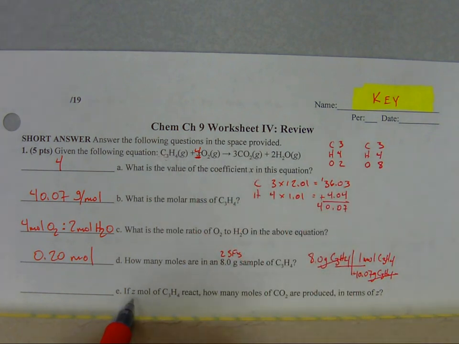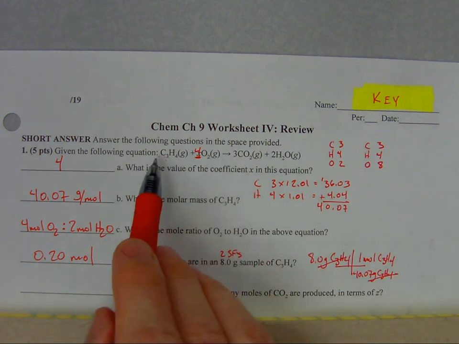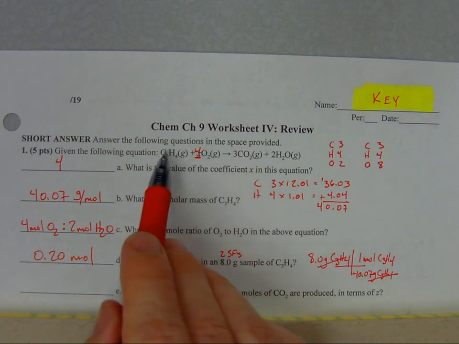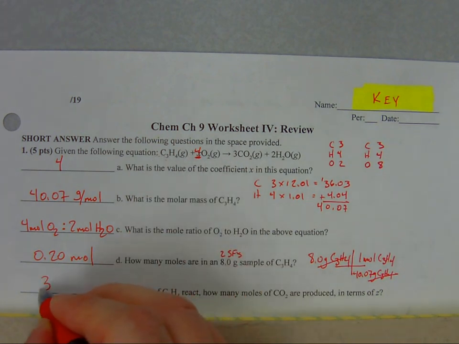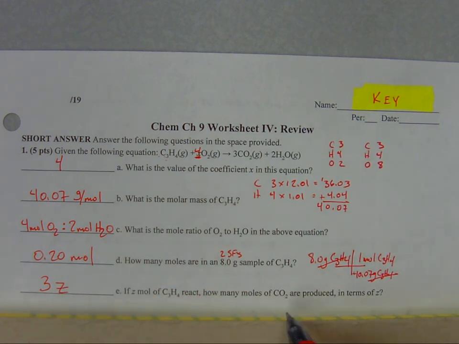But here we're being asked kind of a variable type question. If Z moles, well, it's 3 times however many moles of the hydrocarbon. So in terms of what I'm being posed here, in terms of Z, I would get 3 times Z. Whatever Z is, doesn't matter. It could be all kinds of different numbers. But whatever Z is, 3 times that number is the number of moles of CO2 that will be produced.